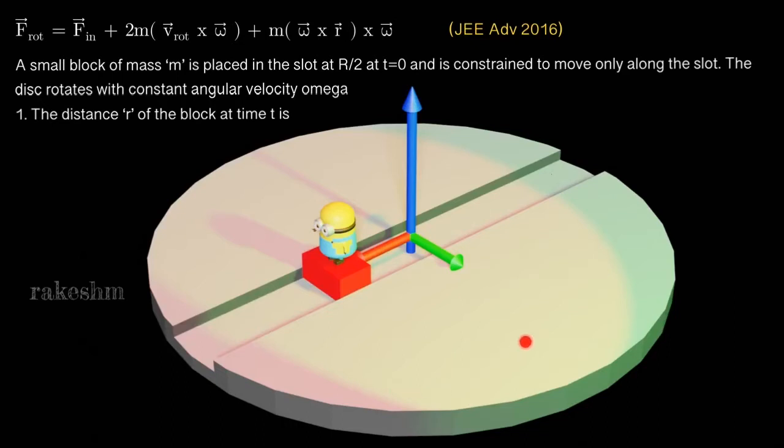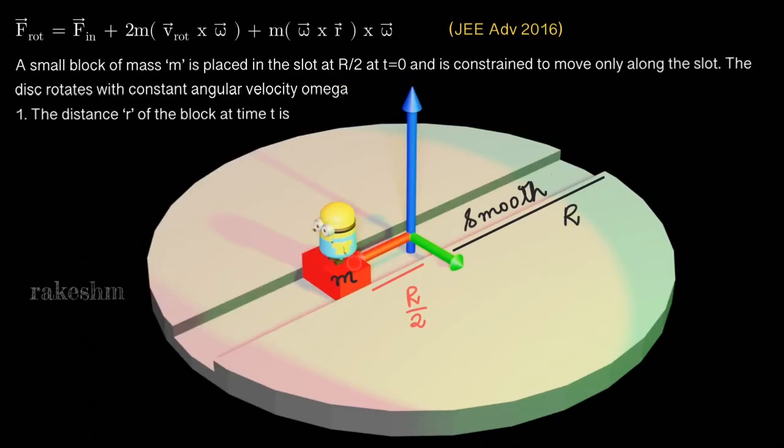So this is a disk which can rotate about this axis, and it has a slot which is passing through its center. You can see here there is a slot which passes through its center. It is given that this slot is smooth and there is no friction between the block and the disk. It is given that the radius of this disk is r. A small block of mass m is placed in the slot at r/2 at t equals 0.